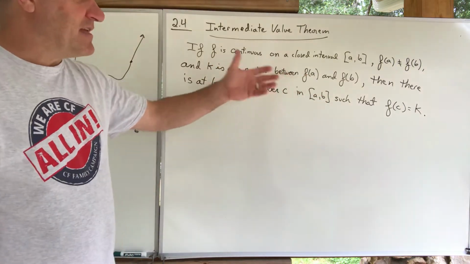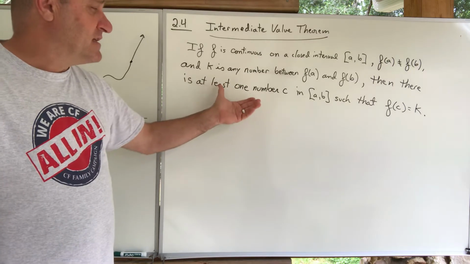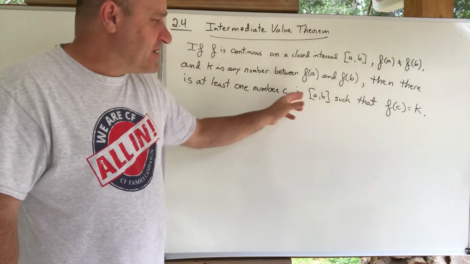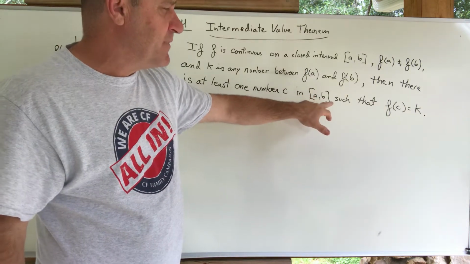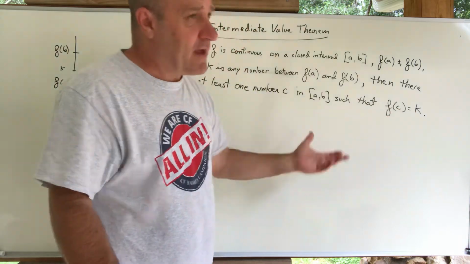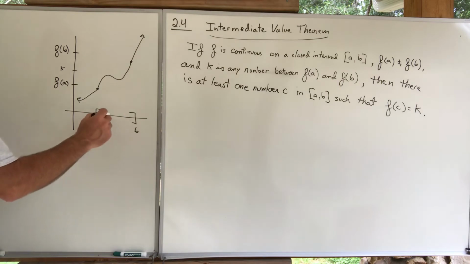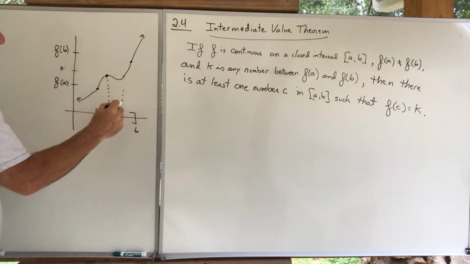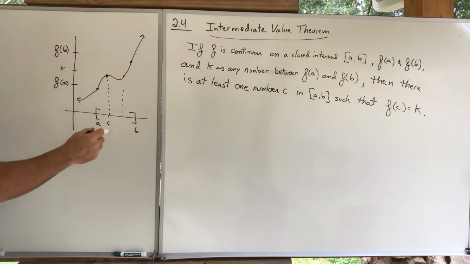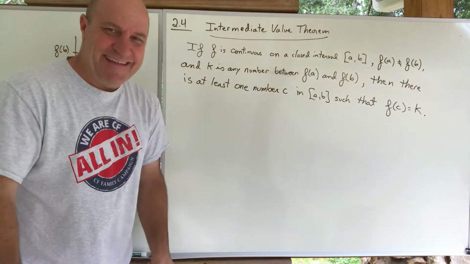Then here's what the theorem says. If you meet all those requirements, then there is at least one number, maybe more, I guess, c, that lives in a, b, so that's down here on the x-axis. There's a number c that lives in the interval a, b, such that f of c is k. So in other words, there is a number c such that you can plug it in and get that y value. By the way, there may be more than one. Here looks like there might be another one.